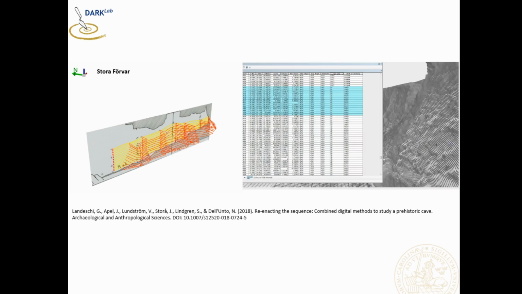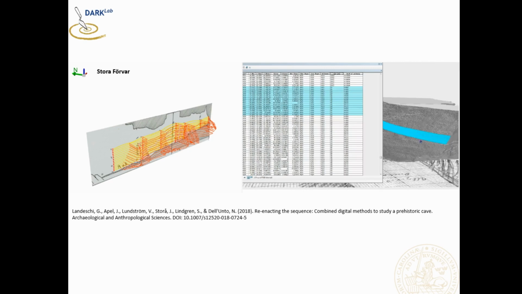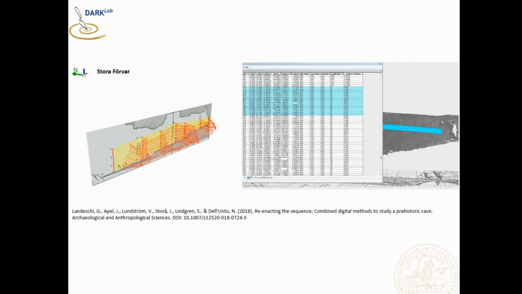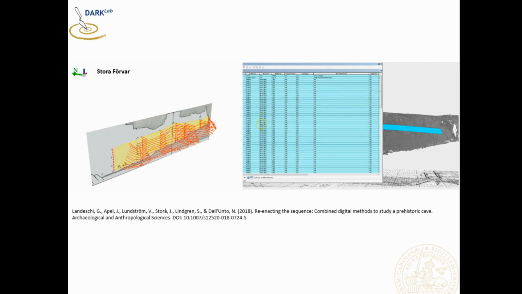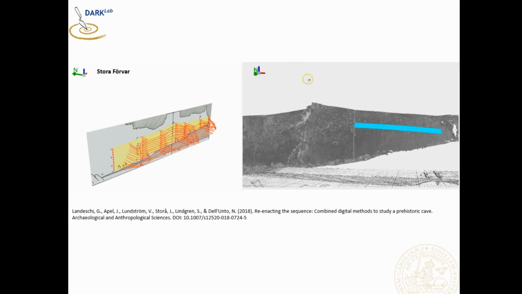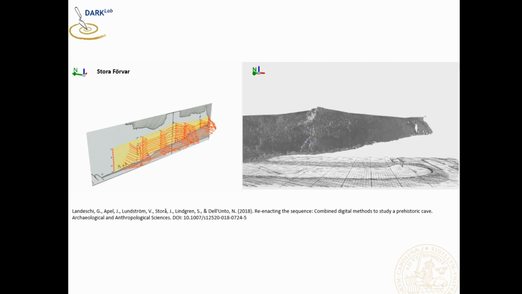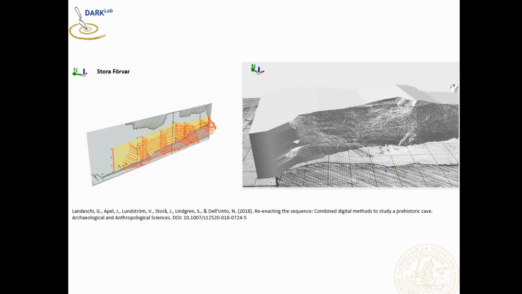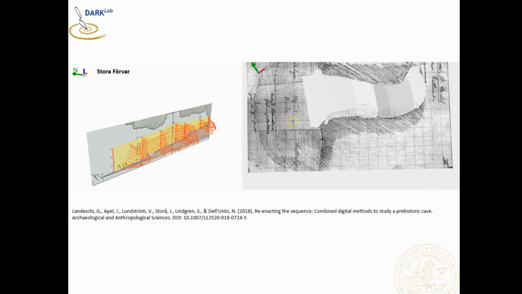This is a fantastic case. This is Stora Förvar, a prehistoric cave which was excavated in the 19th century with split layers. So no stratigraphy. It was fantastic because by scanning the cave and using the documentation of the split layers from the archaeologists at that time, it was possible to reconstruct the volumes in many small sub-volumes. And then by filling the database of the volumes with the artifacts found, and I think part of them are now in Stockholm, it was possible to resimulate a stratigraphic sequence in the cave.